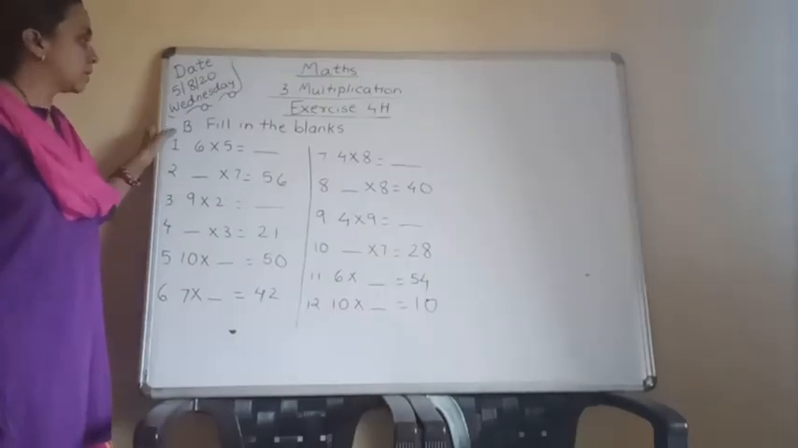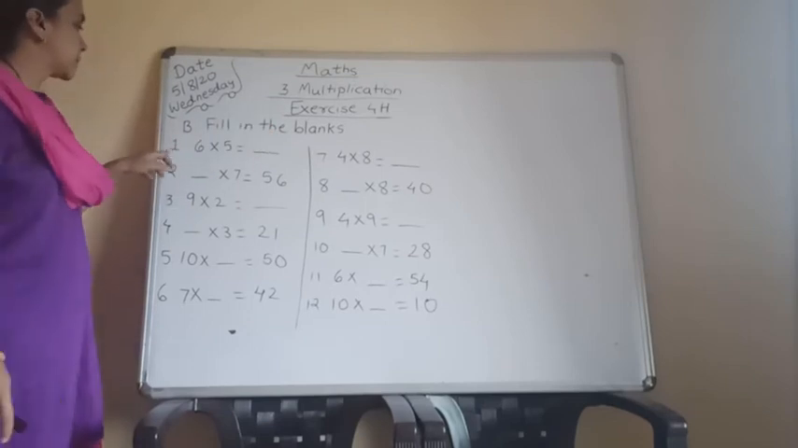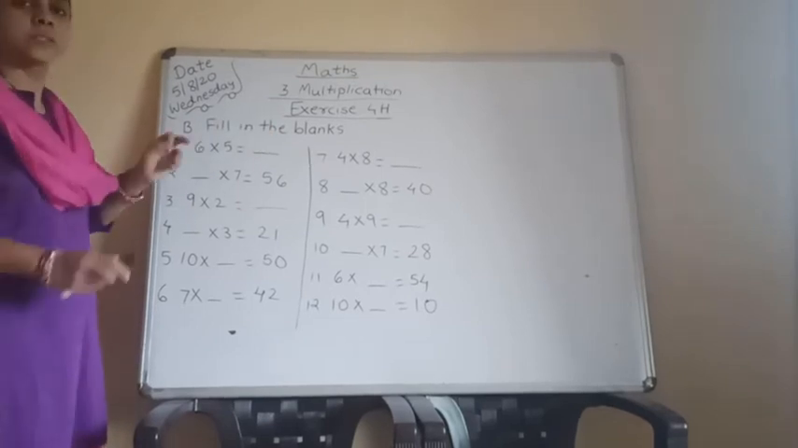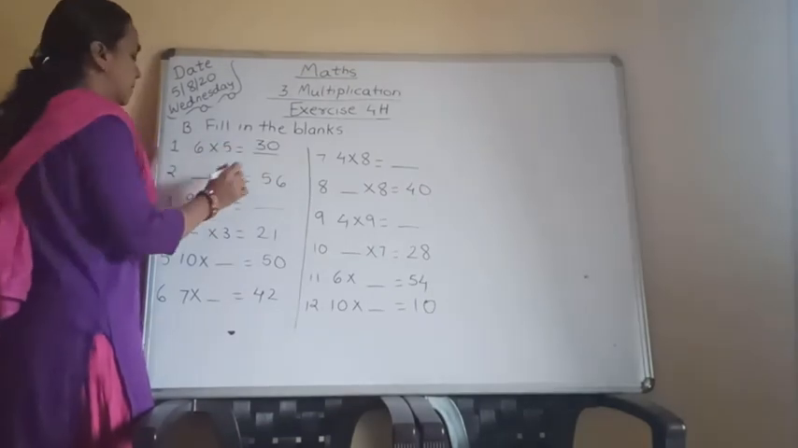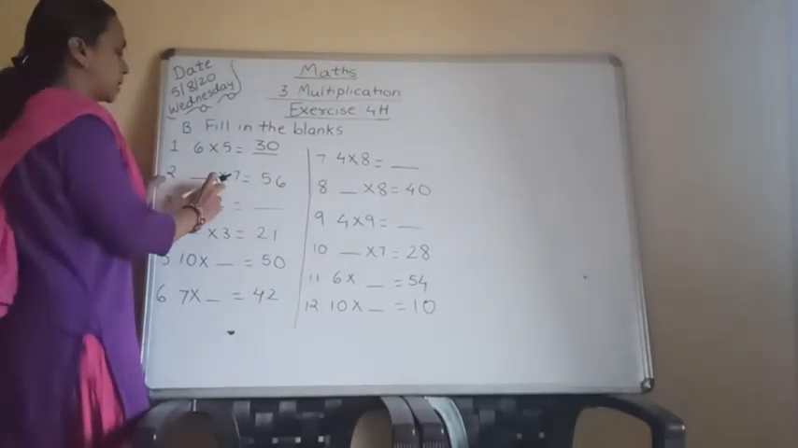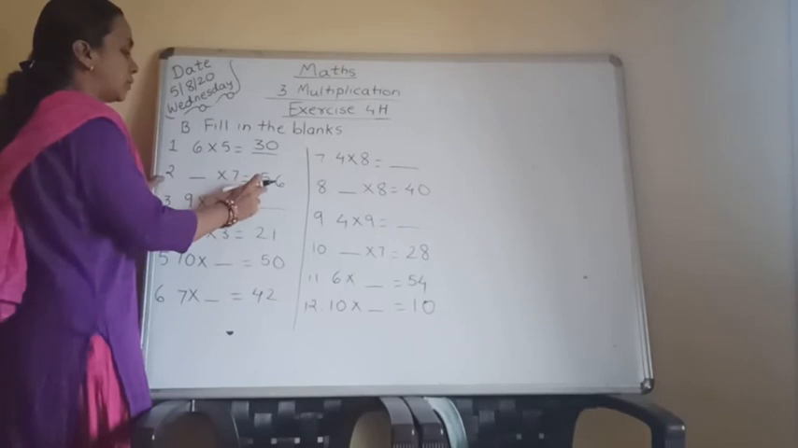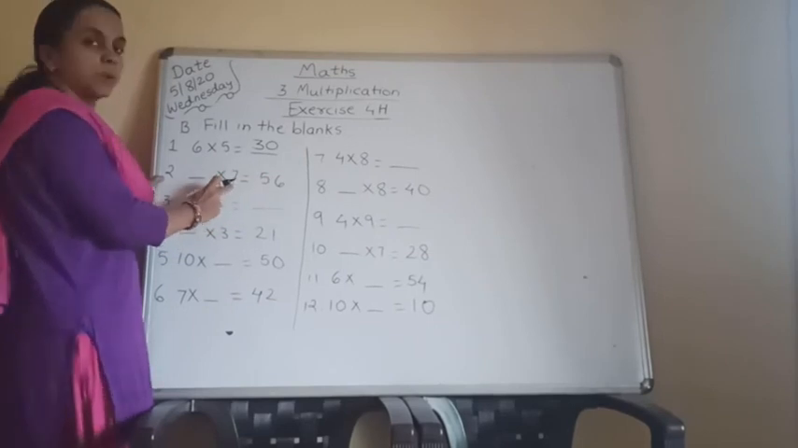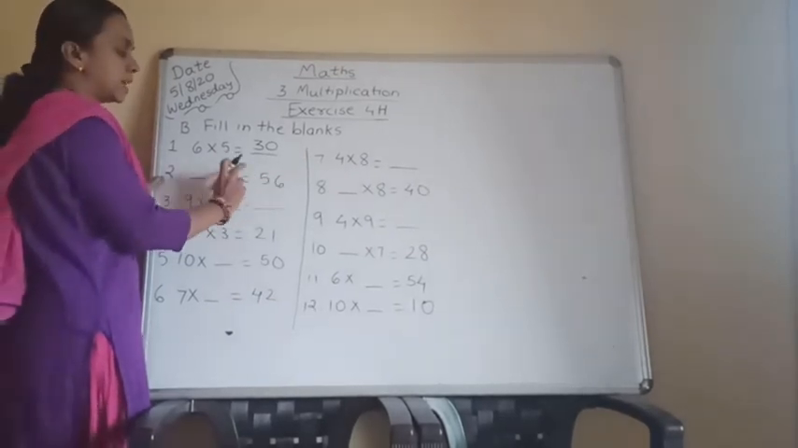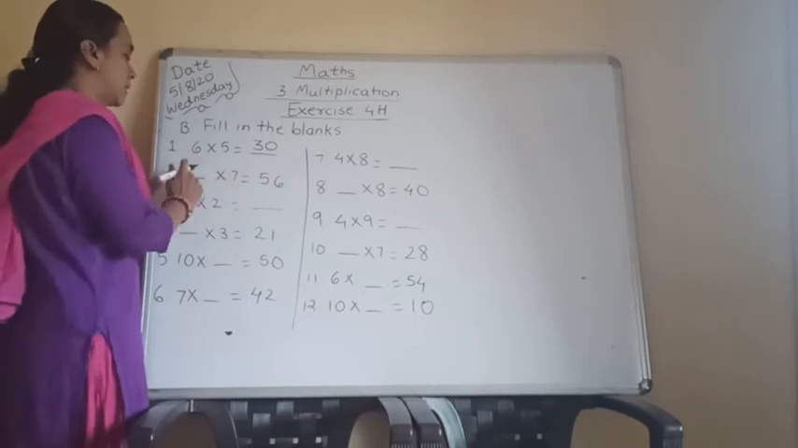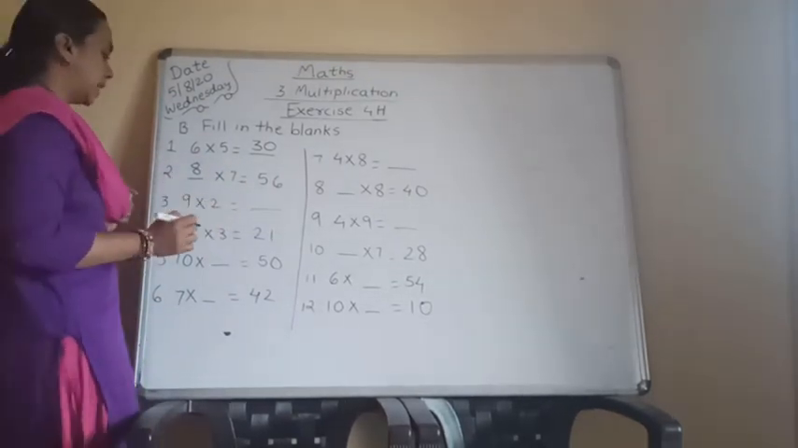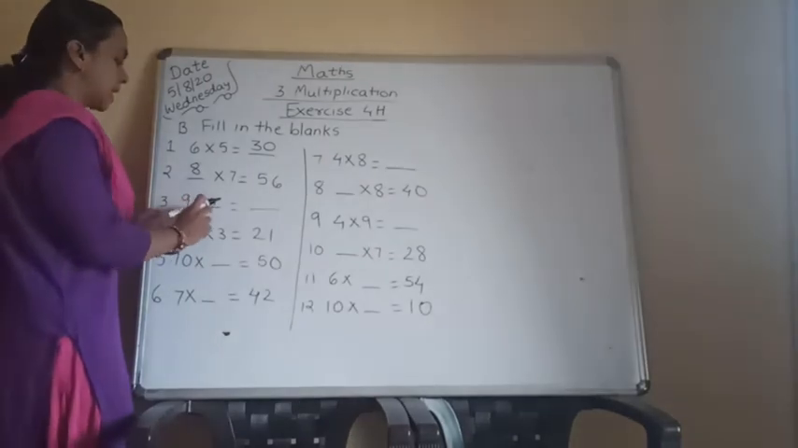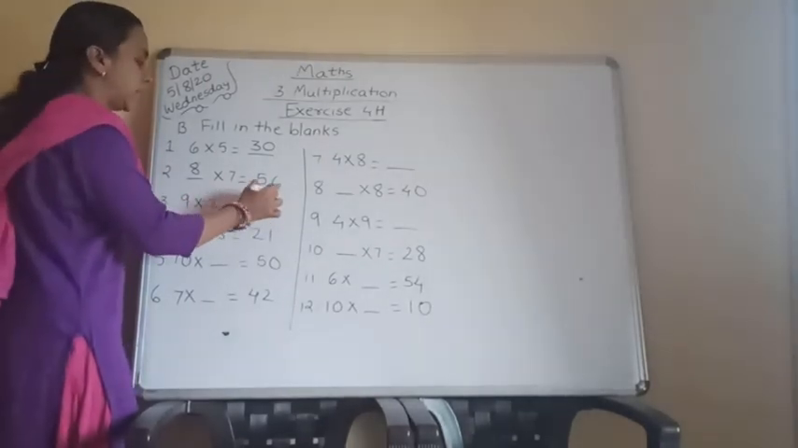Now see B question. Fill in the blanks. First question, 6 5s are 30. Second question, dash multiplied by 7 equal to 56. In the table of 7, 56 number is there. Yes, 7 8s are 56. So write down here 8. Third question, 9 2s are 18.